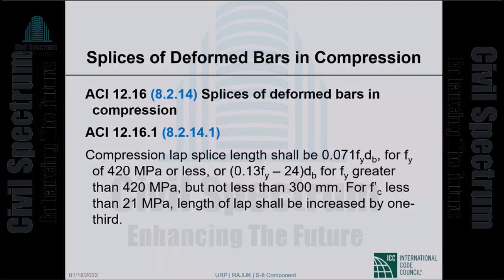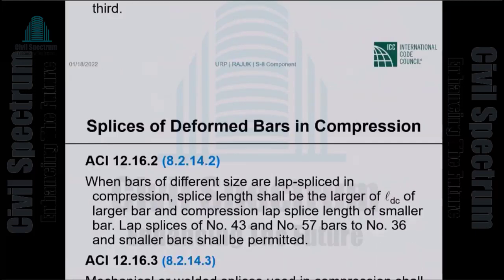Okay, so compression lap splice length, an expression is given. It is so many bar diameters, and that number of bar diameters is a function of the yield strength of the reinforcement. The minimum compression lap length is 300 millimeters. And very importantly, for f_c' less than 21 MPa, length of lap shall be increased by one-third.